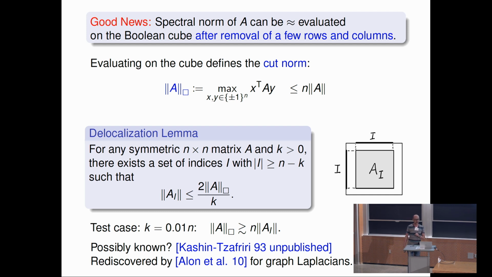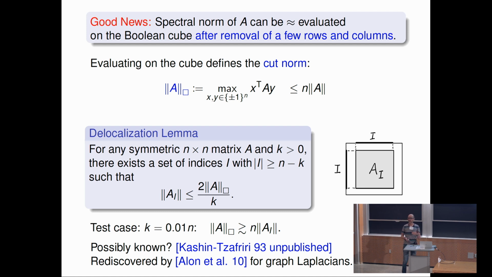And here is a delocalization lemma. That's kind of the main object of this talk: for any symmetric matrix A, and for any number of rows and columns that you are willing to give up, let's call it k, I can just find a big subset of cardinality n minus k, so I'm giving up some rows and some columns, so that the spectral norm, after we give up these columns, is bounded by the cut norm divided by k.